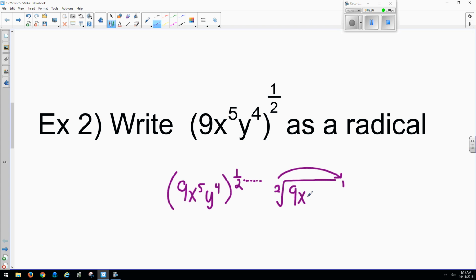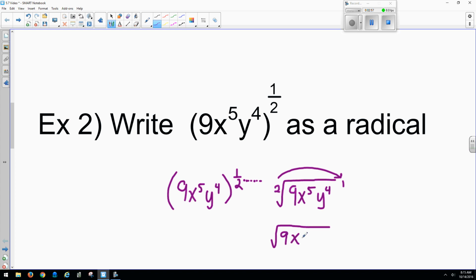So this is 9x to the fifth, y to the fourth. Now, Cal, tell me, what does it mean if I have a 2? Does this 2 actually need to be right there? No. Why not? Because it's already implied. If there is no, what's this called? Index. It's totally called an index. I'm really impressed that you remember that. So I'm taking the square root now, so that 2 doesn't really need to be there. So we're going to get rid of that.